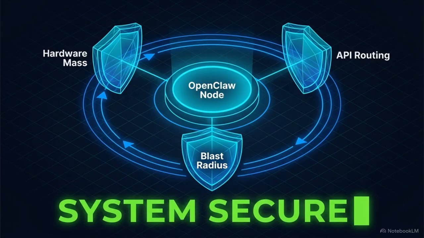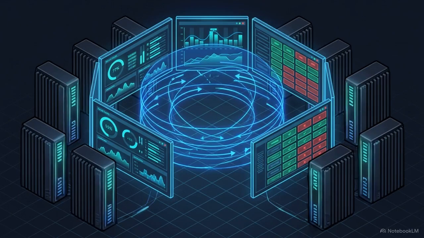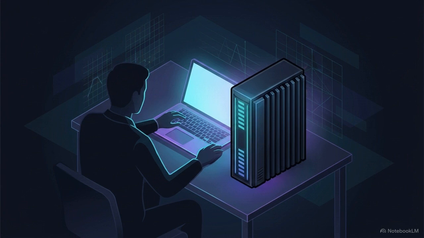Managing a local model is a challenge of system architecture. By pairing massive hardware with strict API routing and narrowed permissions, you build a resilient system that balances the convenience of AI with the control of a private network.